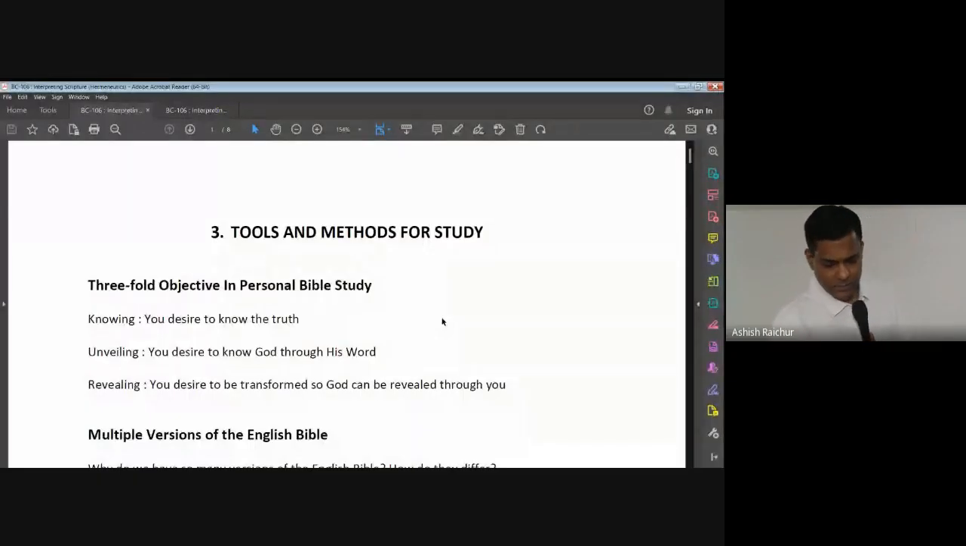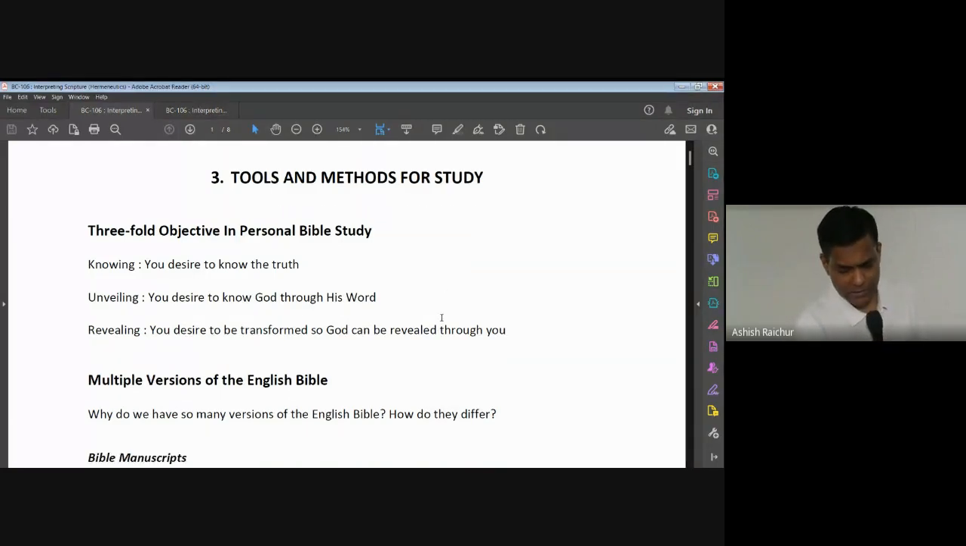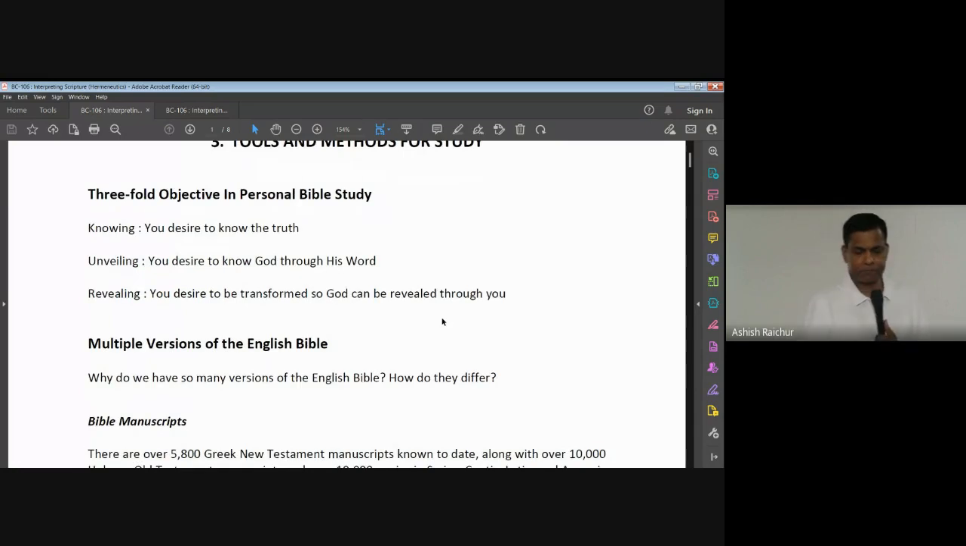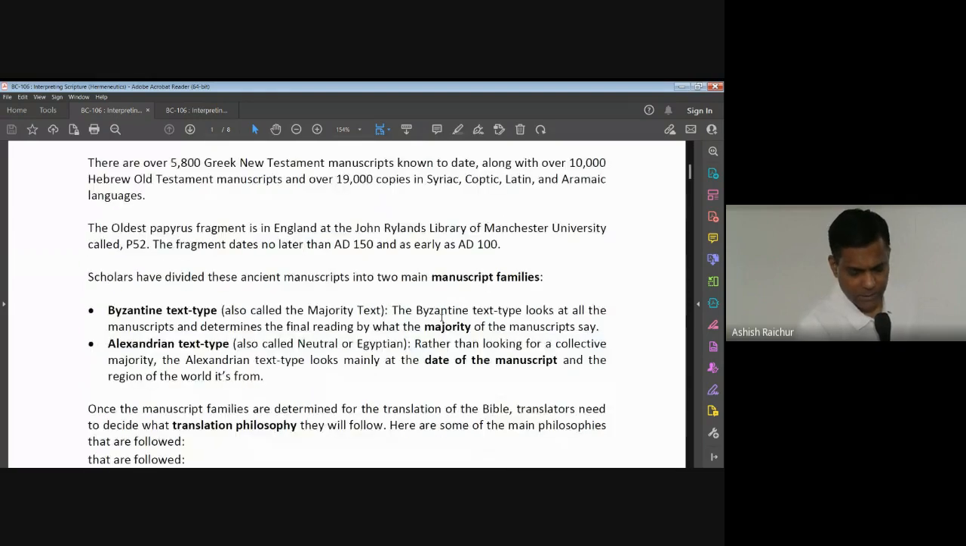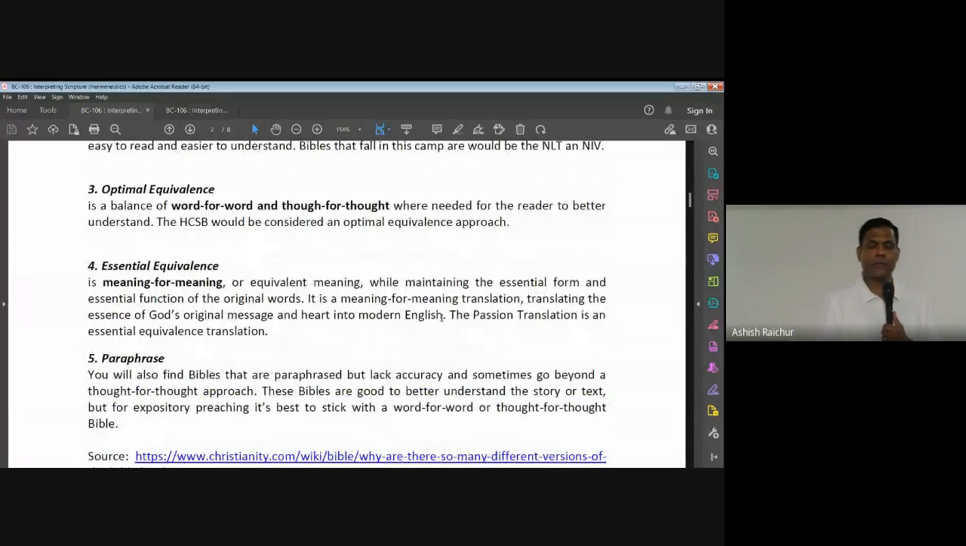What we were doing last week, we were talking about tools and methods to study the Word of God. We talked about our objective. Why do we engage in personal study? We want to know the truth. We want to know God, and through that revelation, we will also be transformed. We talked about why there are different versions of the Bible, and we gave a little background on how translators go about doing Bible translation.